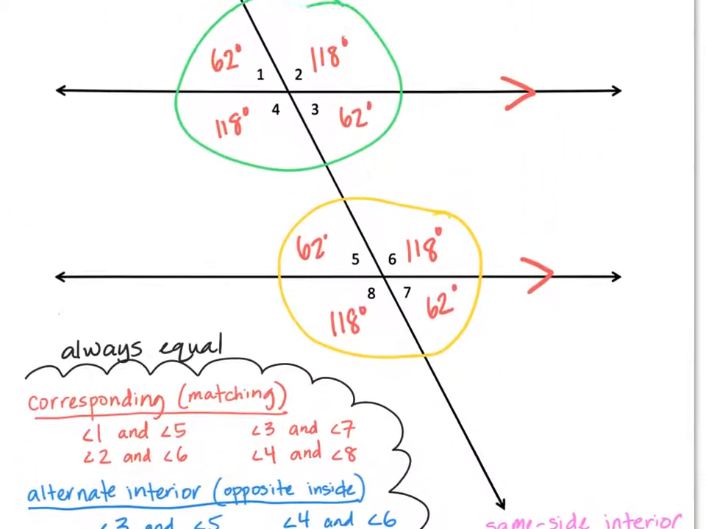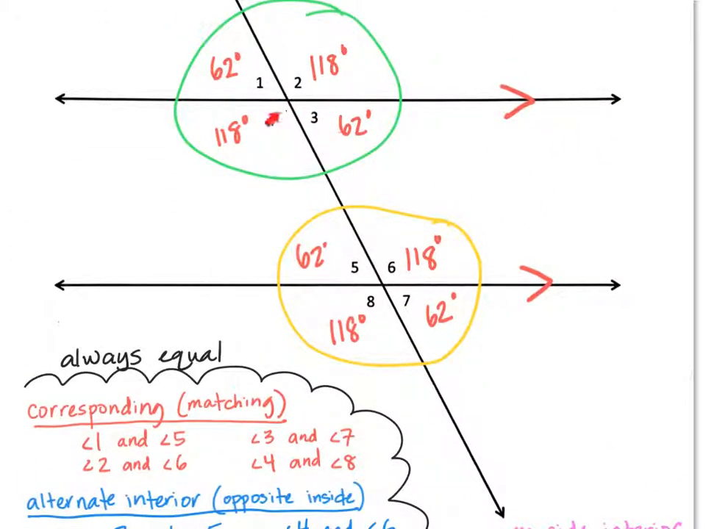Interior means we're looking at angles 3, 4, 5, and 6, because those are inside of our two parallel lines. Same side means if we start with angle 4, we're staying on the left side still. So angle 5. Are those equal? Nope. This is 118 and this is 62. Well, what's 118 plus 62? That's equal to 180 exactly.